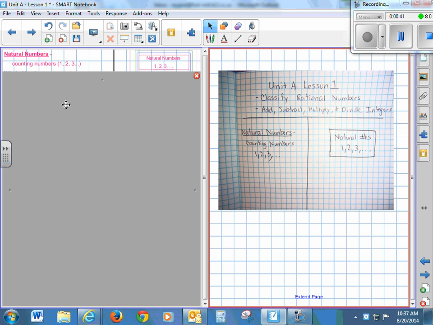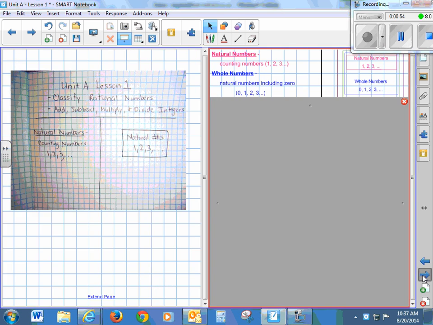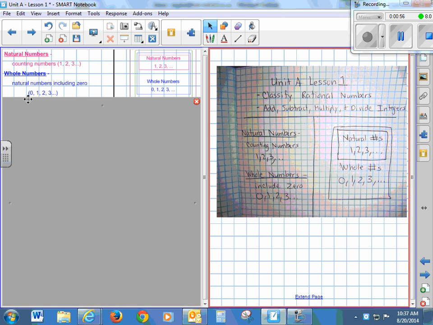First, we're going to start with natural numbers. Natural numbers are counting numbers. Examples: 1, 2, 3. And then you're going to draw a box and include natural numbers, and this is what it will look like in your notes. Next are whole numbers. Whole numbers are natural numbers, including 0. So if it's a natural number, it's also a whole number. And the only difference is 0. And then include your natural numbers in your box for whole numbers. And this is what it will look like.